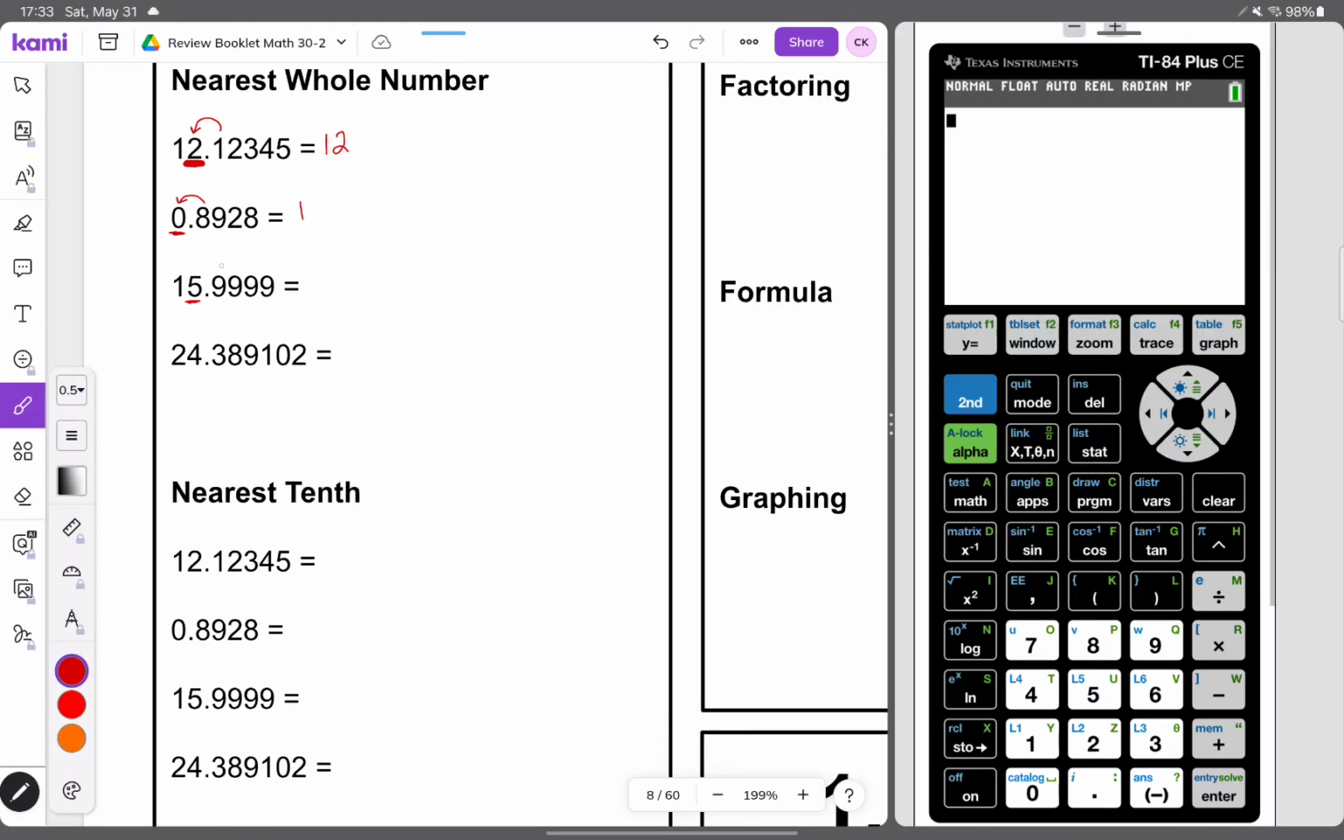Round to the nearest whole number, look here. Yep, that's enough to bump us up. We're going to go to 16. Rounding to the 4, look, 3. 3 is not enough to bump us up. We're going to stay 24.